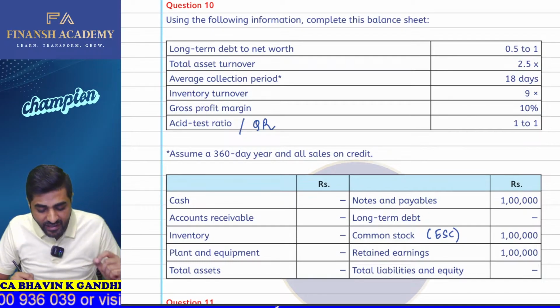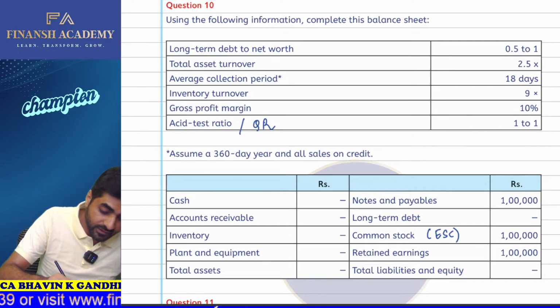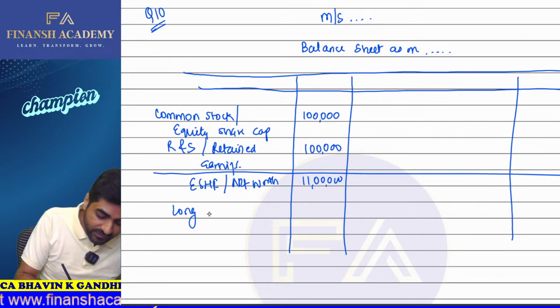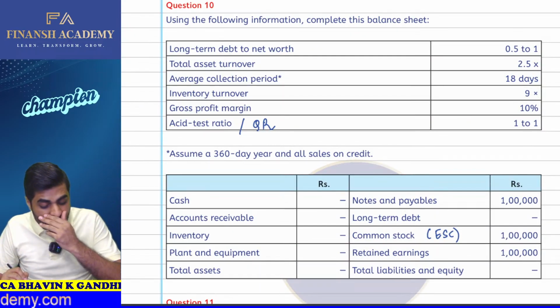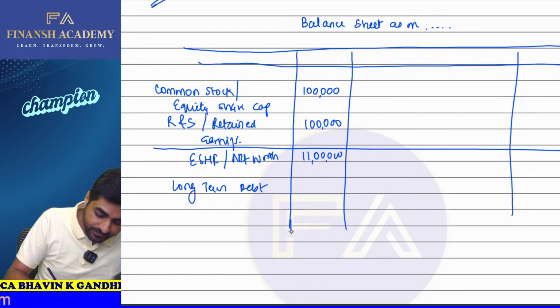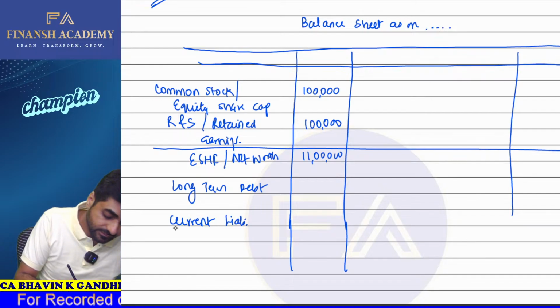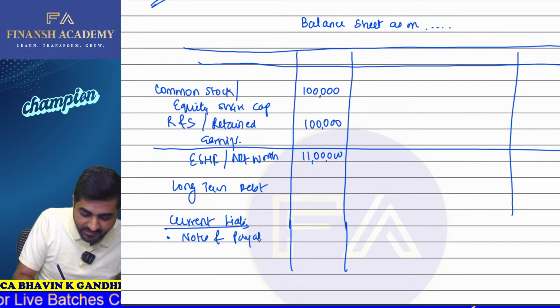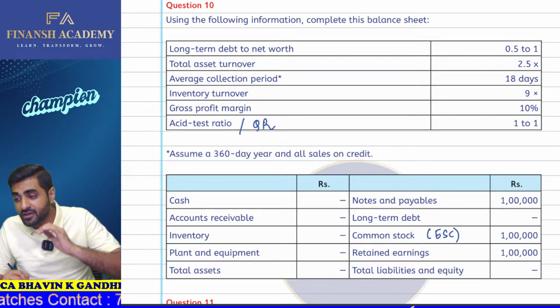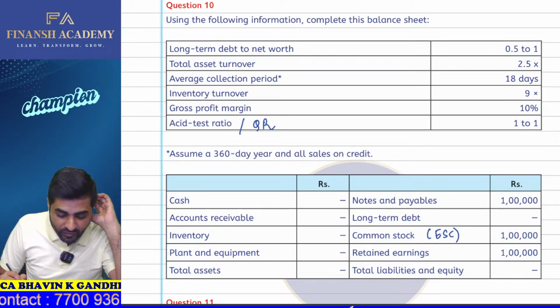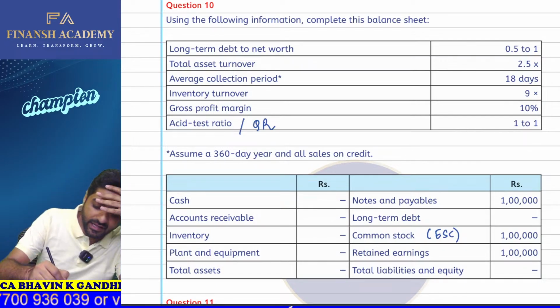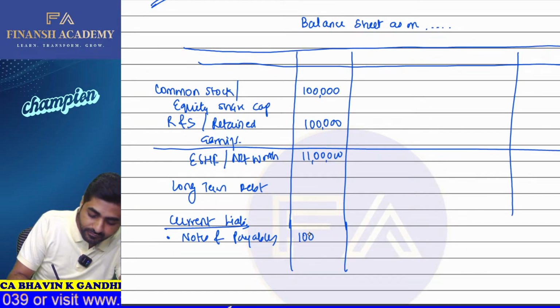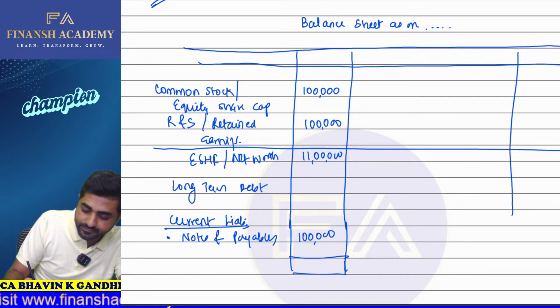And then what do we have next? We have your long-term debt. And then we have something which is called notes and payables, which is your current liabilities. In that we have notes and payables. And do I have the amount of the same? Come on, yes or no? Yes, sir. What is the amount of your notes and payables? That is nothing but 1 lakh rupees.